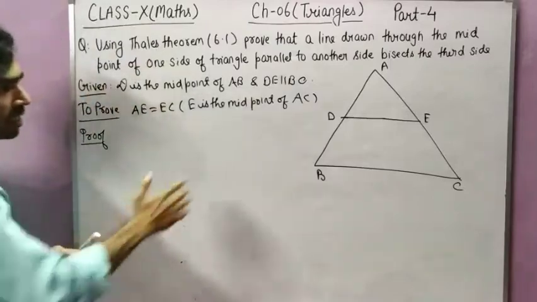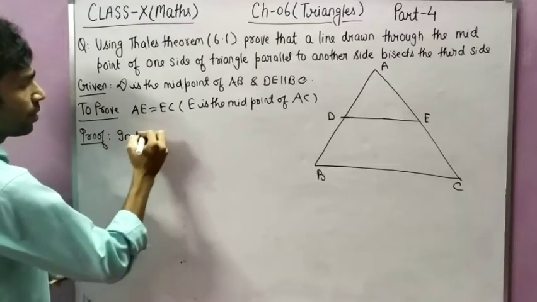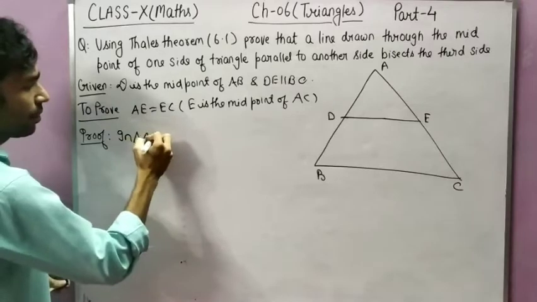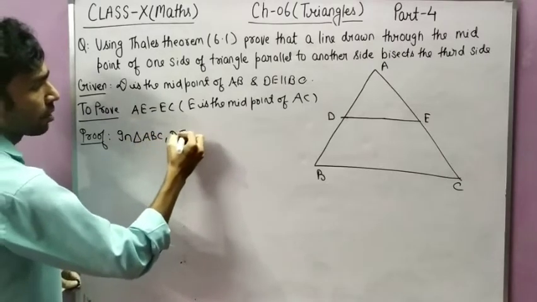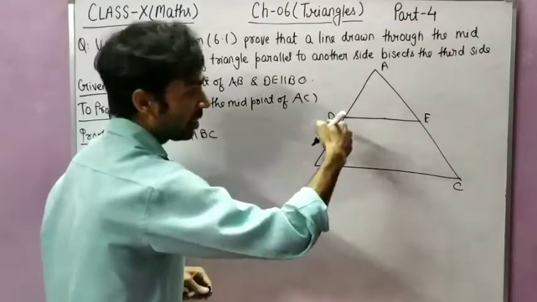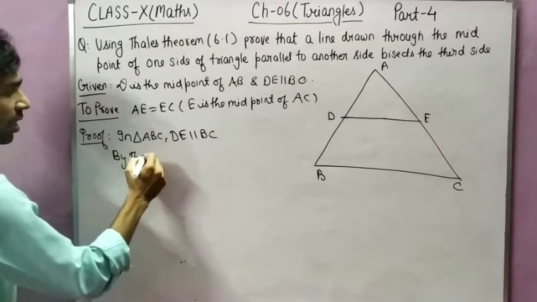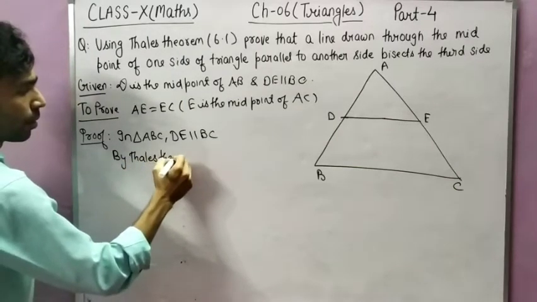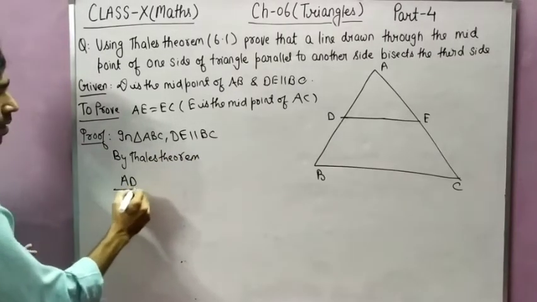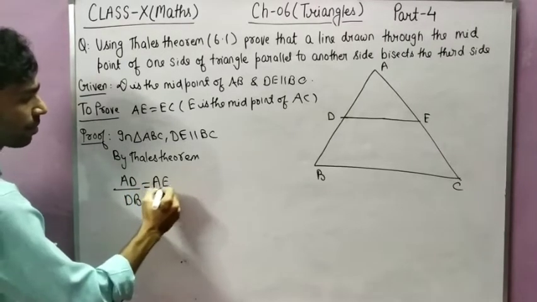Now in this question, DE is parallel to BC. So in triangle ABC, DE is parallel to BC. So by Thales' theorem, what can we write? By Thales' theorem, we can write AD by DB is equal to AE by EC.